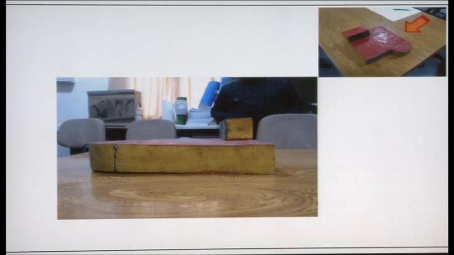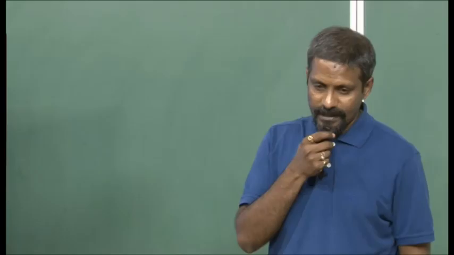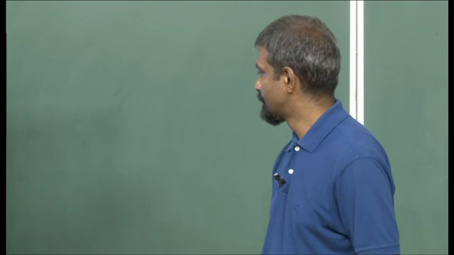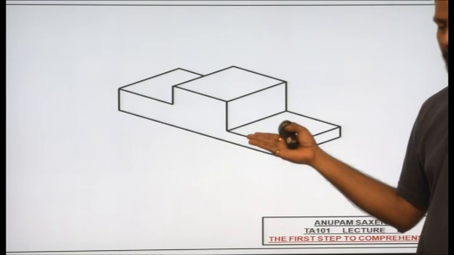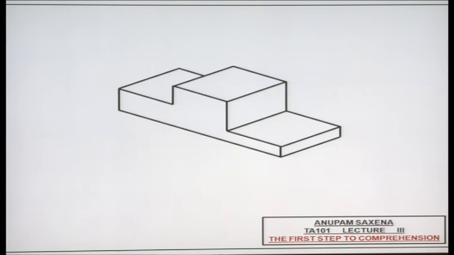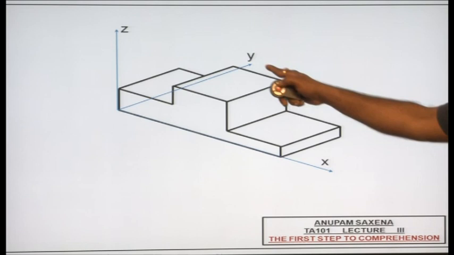Okay. The first step to comprehension. Given an object, what do you do? Let's take an example. This is a victory stand, gold, silver, bronze. It's a pretty nice, very simple example, so it's easier for me to locate the three perpendicular axes. Let me call this axis x, that one y, and the third one z.